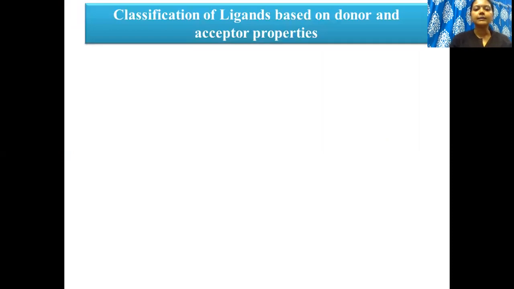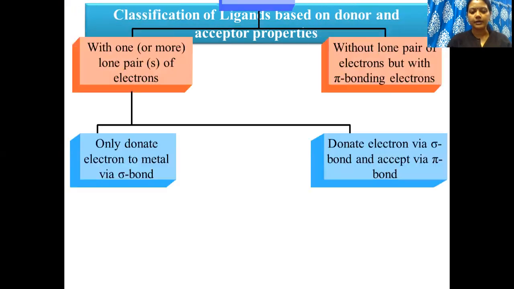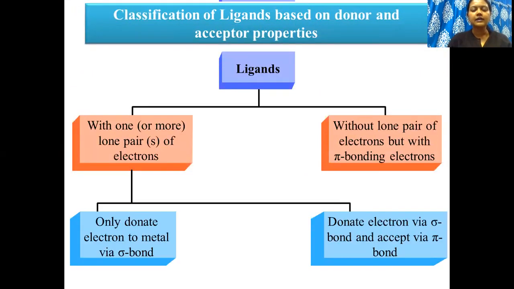Now ligands can be classified on the basis of donor and acceptor properties. First, they can be divided into two types. One is with one or more lone pairs of electrons, another is without lone pair of electrons but has pi electrons. Examples are ethylene or cyclopentadienyl ion, etc.